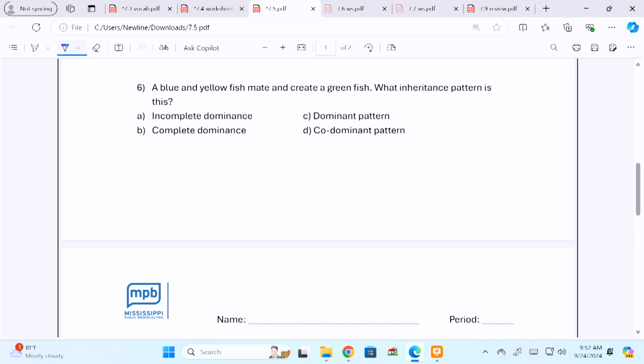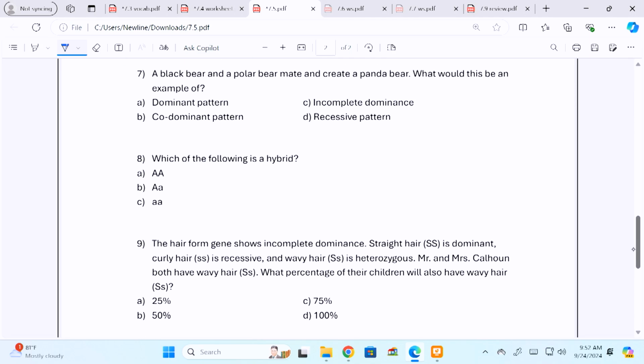All right, 6 says, a blue fish and a yellow fish mate and create a green fish. What inheritance pattern is this? So we're starting with blue and yellow, and then the offspring is green. Are we seeing both of those colors, or are the colors mixing together? Well, if you know anything about color theory, blue and yellow come together to make green, so they're mixing, so this is going to be incomplete dominance. So we really need to know the difference between incomplete and codominant. Let's keep it going.